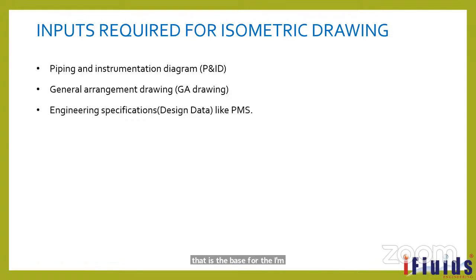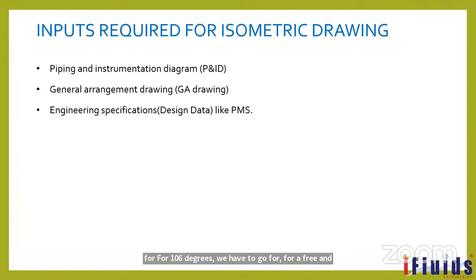Throughout the project we have to follow a document that is the base for the mechanical piping. In PMS they will mention, let's say, different services. For steam service, for DM water service, for condensate service, we have to go for a carbon steel pipe. For effluent pipe, we have to go for PVC pipe. Like that, it will be mentioned in the PMS.